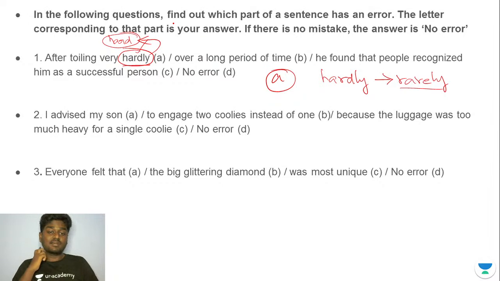I advise my son to engage two coolies instead of one because the luggage was too much heavy for a single coolie.